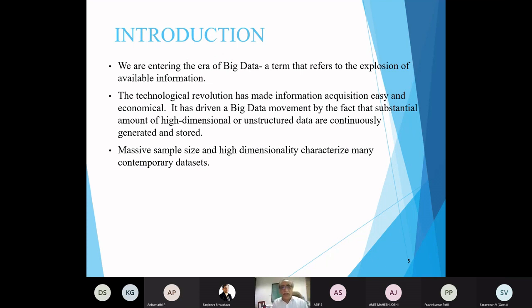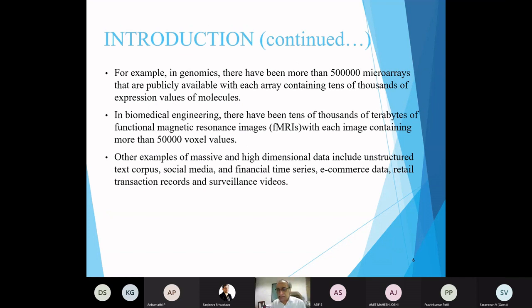We are entering the era of big data, a term that refers to the explosion of available information. The technological revolution has made information acquisition easy and economical. It has driven a big data movement by the fact that a substantial amount of high dimensional or unstructured data are continuously generated and stored. Massive sample size and high dimensionality characterize many contemporary data sets. On the next slide, I have given you a few examples where such data sets arise.